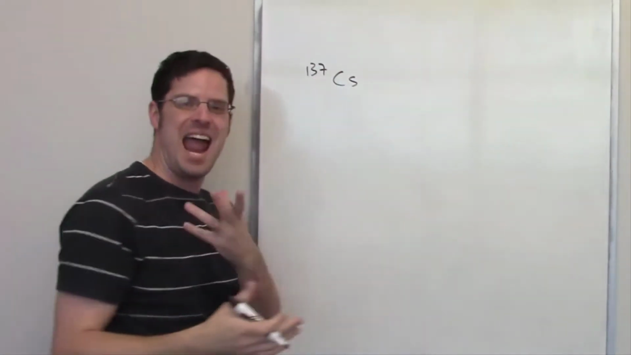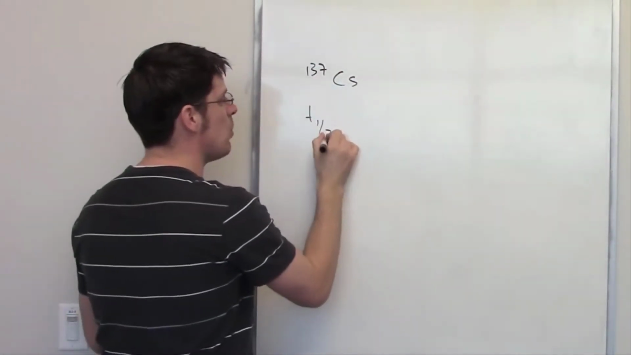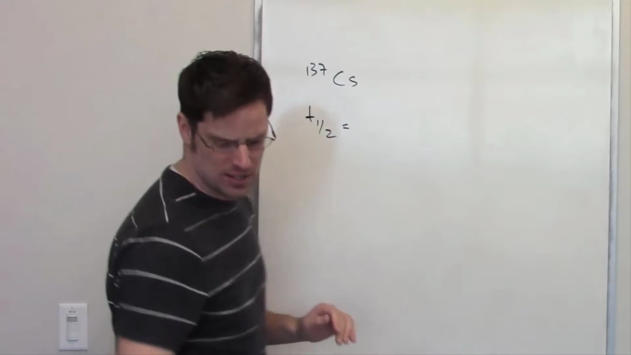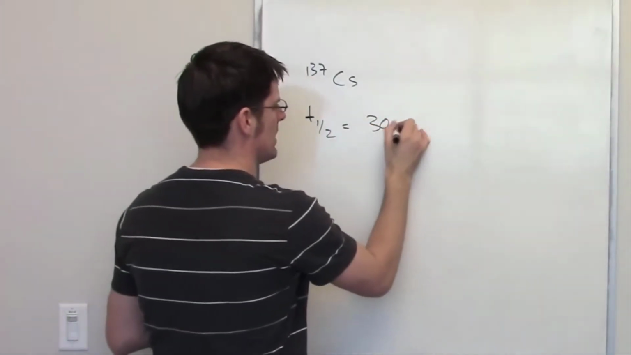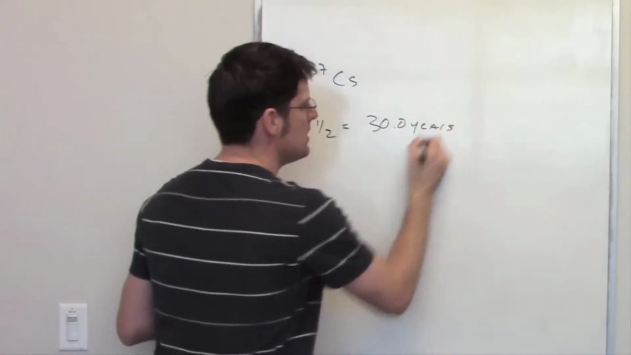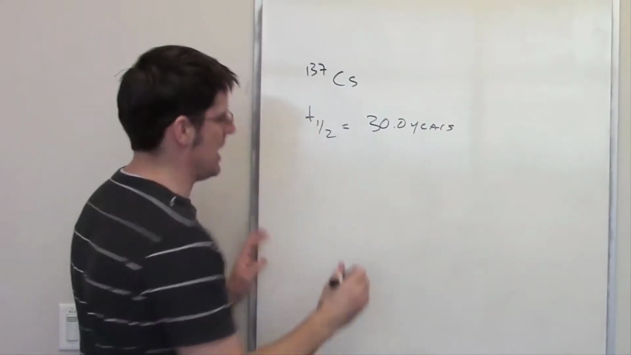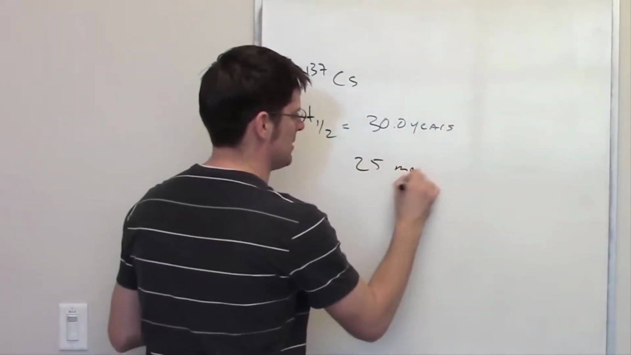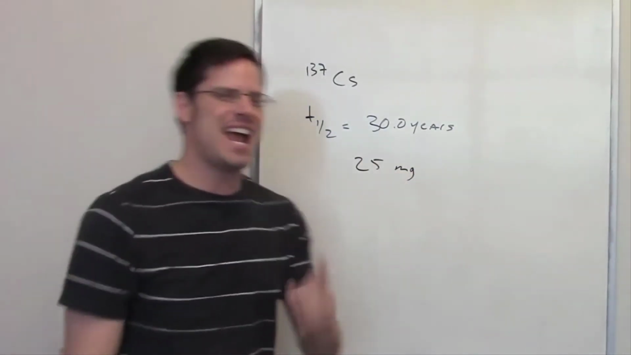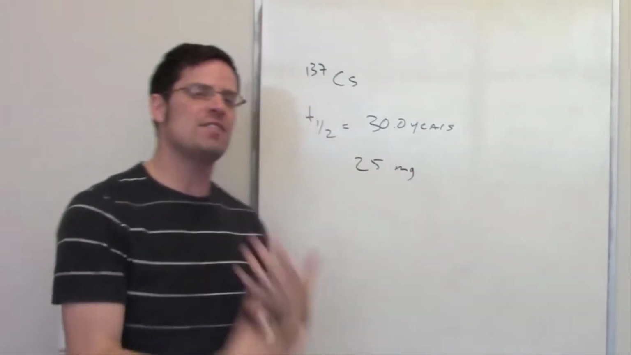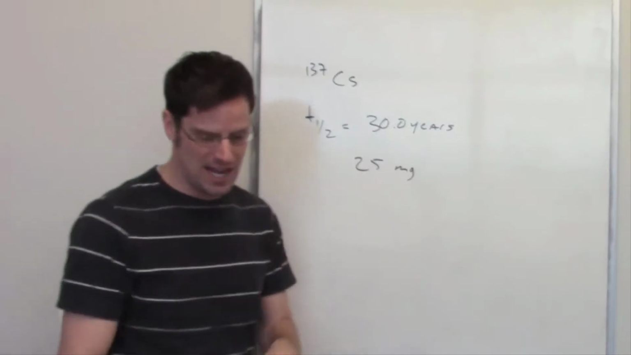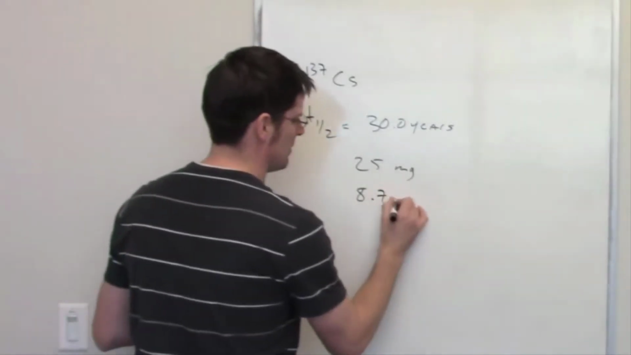It tells me that the half-life, or T sub 1/2, in this case is equal to 30 years, so we'll go ahead and write down 30 years here. It wants us to begin with 25 milligrams, so that's the amount of cesium that we're starting out with, and it's asking us how much time would have to elapse until this is decayed down to 8.7 milligrams.